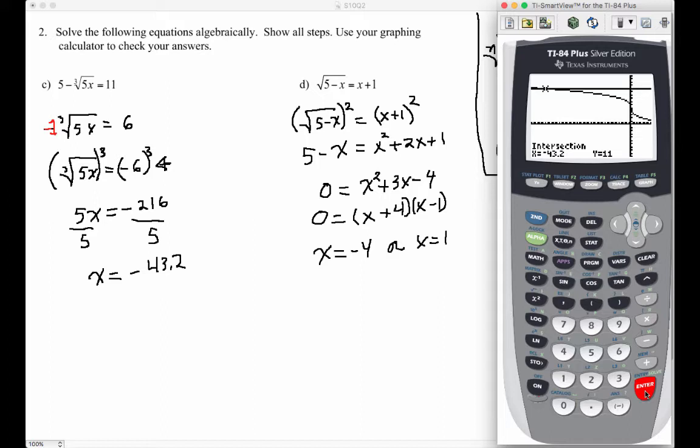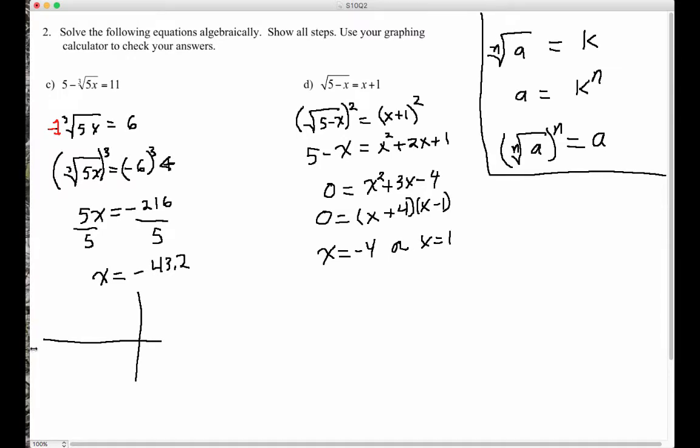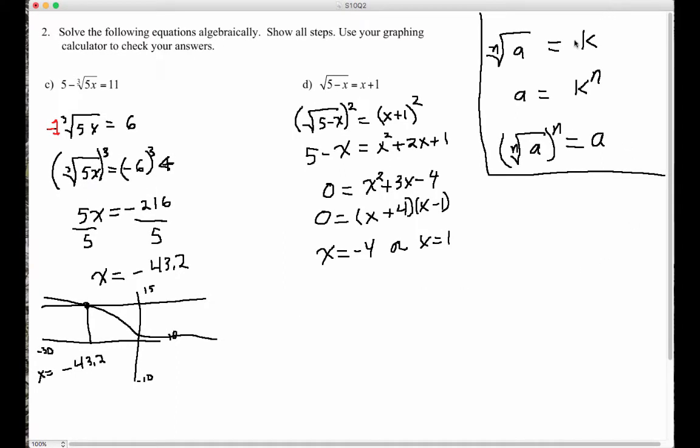That's pretty slick. Okay, so to show that over here onto our homework paper, we'll have to make ourselves a reasonable facsimile of what we see on the calculator. So this was negative 50, this was negative 10, this was 15, and this was 10. And we had a graph that looked similar to that, and then a graph that looked like that. And the point of intersection right here was at negative 43.2 by 11. But that's the x value, that's the main thing we're looking for. Okay, so that's pretty good.